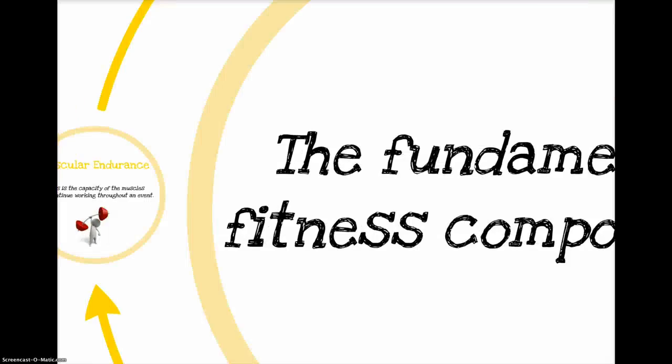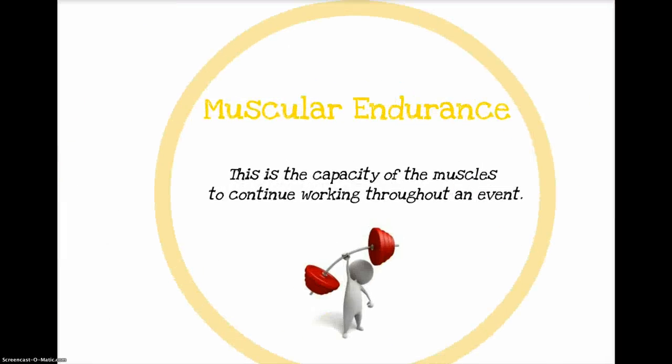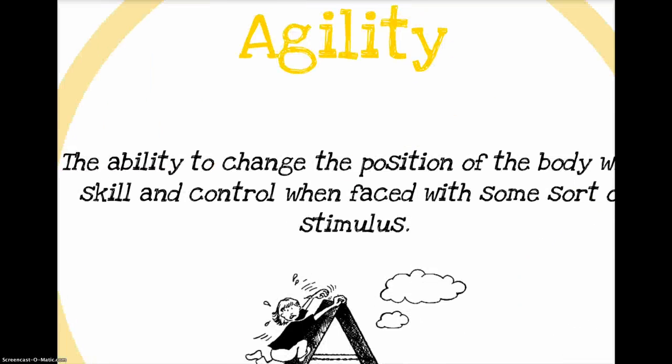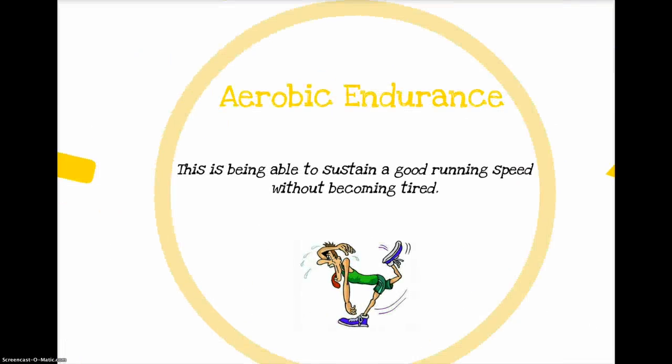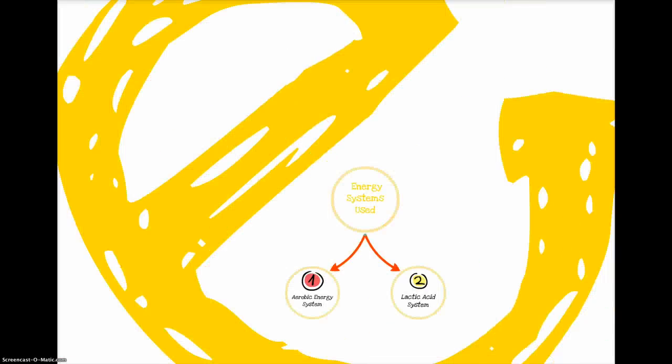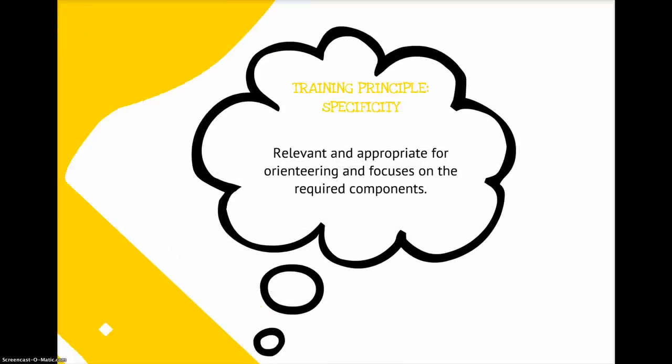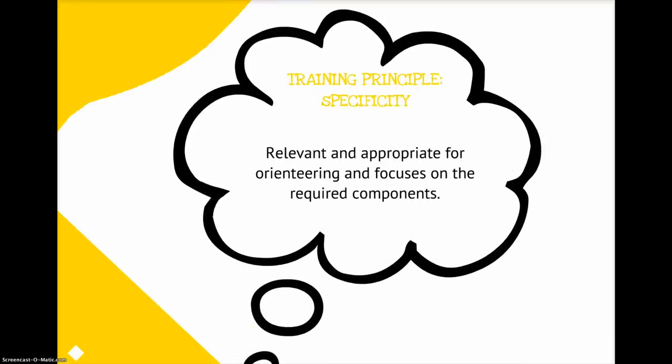These include muscular endurance, speed, agility, and aerobic endurance. There are two energy systems used whilst performing orienteering, the more imperative being the aerobic energy system and the other being the lactic acid system. Undertaking training sessions that will incorporate a variety of exercises which are appropriate to the fitness components in orienteering will help improve my fitness level. This training principle is called specificity.